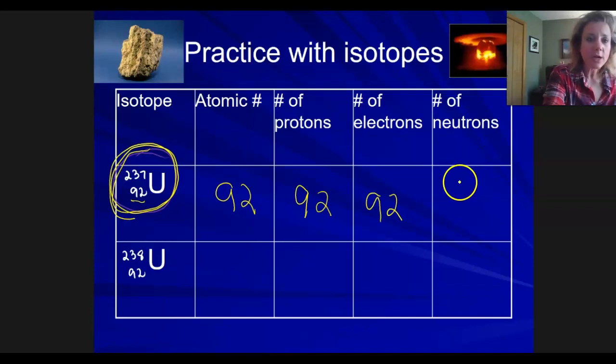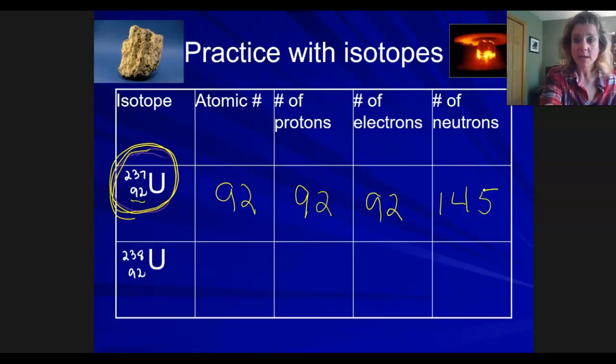The number of neutrons is simply these 2 numbers subtracted from each other. So when I punch into my calculator 237 minus 92, I get 145. That's how many neutrons I have in the nucleus. So the total number of nuclear particles is 237. 92 of those are protons. 145 of them are neutrons.